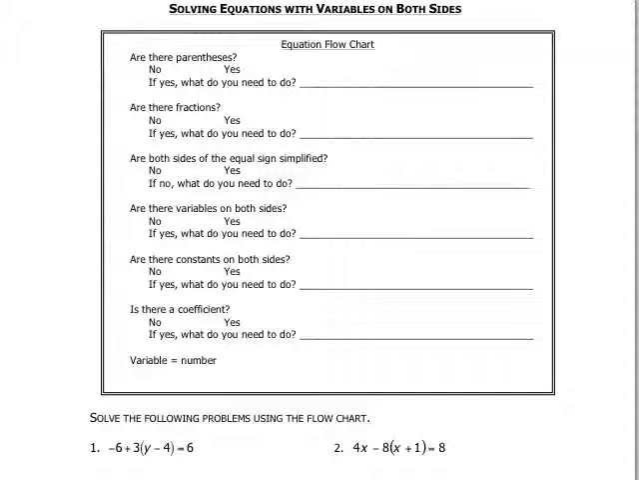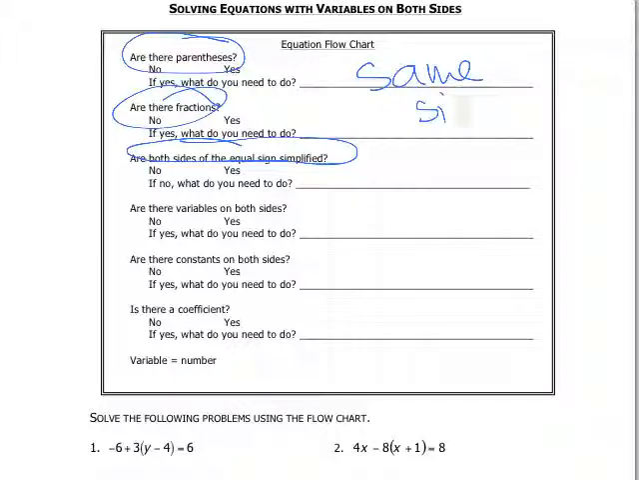Okay, so same side, simplify. Opposite side, opposite operation. Okay? So same side, simplify, opposite side, opposite operation. So all of this stuff, parentheses, fractions, are both sides of the equal sign simplified. That's all same side, simplify.